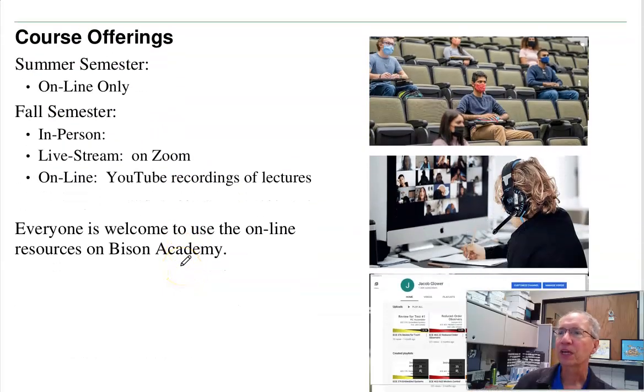In terms of how the course is offered, over the summer, controls is offered online only. During the year, it's in person, live streamed, or online. Pretty much everybody that takes it during the year winds up taking it online anyway, so that's part of the reason summer is online only. Plus, if I do it online, I can offer more courses over the summer.